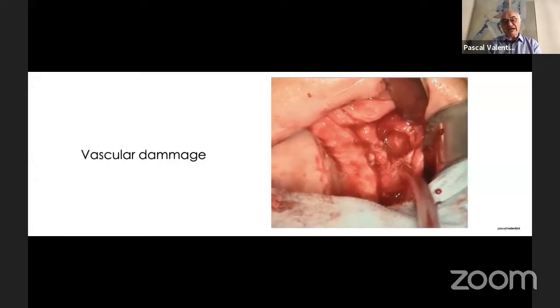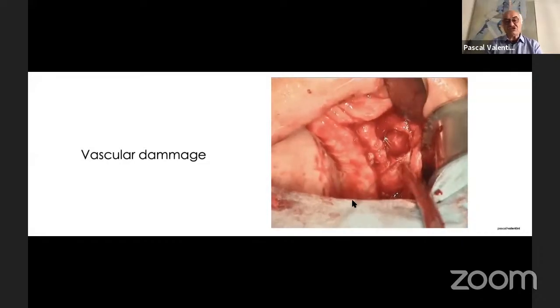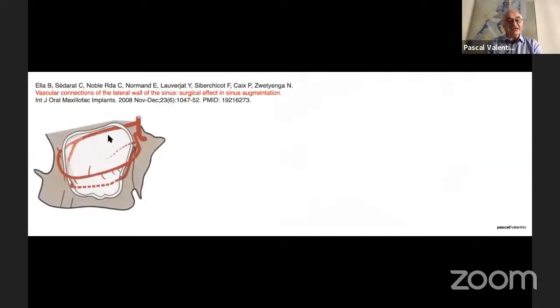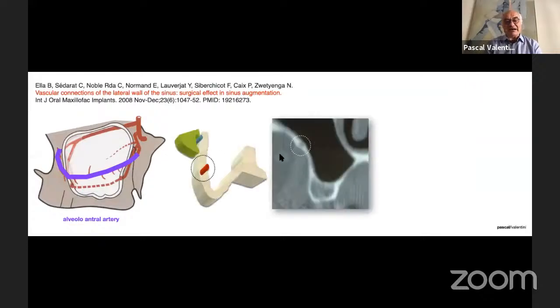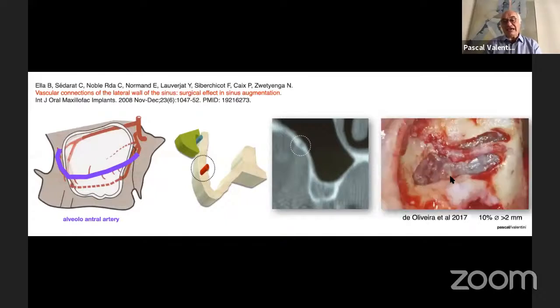The first intraoperative complication we can have to manage is vascular damage due to the lesion of the alveolar antral artery, which is an anastomosis between the infraorbital artery and the posterior superior alveolar artery. We will get for sure a profuse bleeding during the surgery when this artery has an intrabony passage, as you can see here on this cross-sectional cut. And the prevalence is much higher when the diameter of the alveolar antral artery is more than 2 millimeters, which is about 20% of the cases.